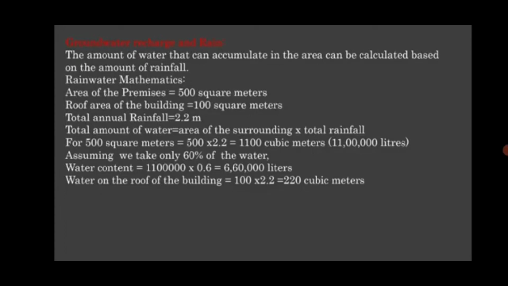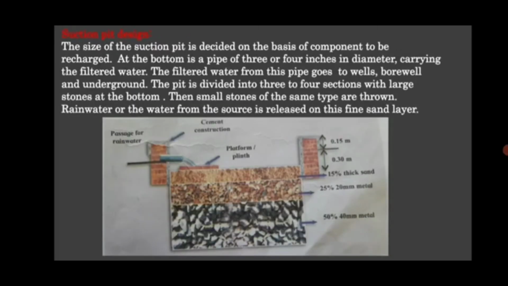The amount of rainfall varies according to the geographical conditions, and the amount of water in each place will change accordingly. Now let's see the filtration system required for filtration of rainwater. An important part of the rainwater filtration system is a suction pit. Now, you can see the figure of the suction pit. It is also called an absorption pit. For recharge of water in sources like a well or borewell, the suction pit acts as a filter.